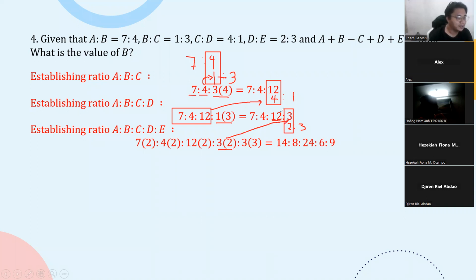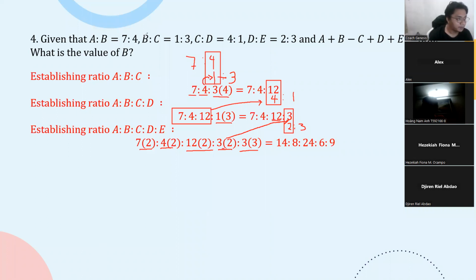So that means that the whole ratio A is to B is to C is to D will be multiplied by 2. So you have 7 times 2, 4 times 2, 12 times 2. And of course, 3 times 2. And for D is to E, 6 divided by 2 is 3. 3 times 3, there we have it. So simplifying, you will get 14 is to 8 is to 24 is to 6 is to 9.